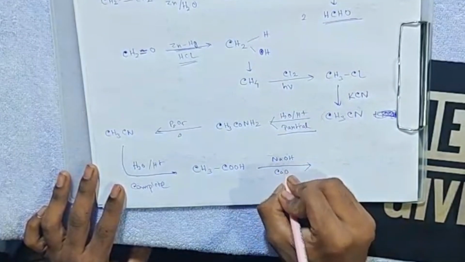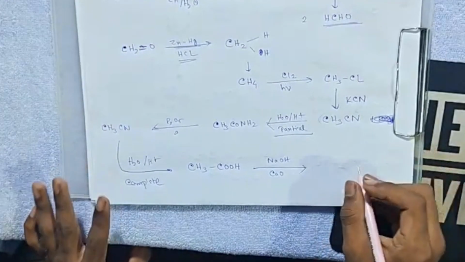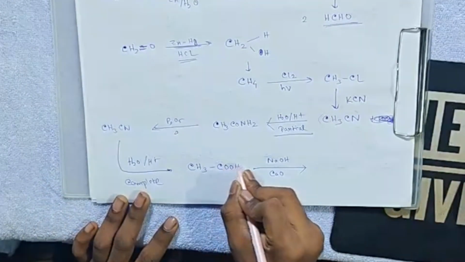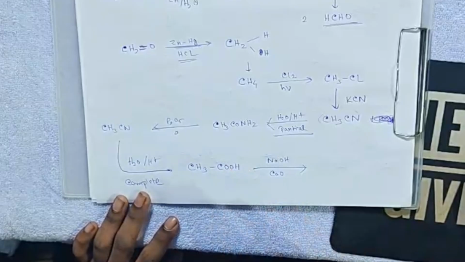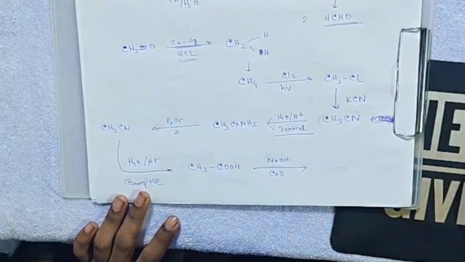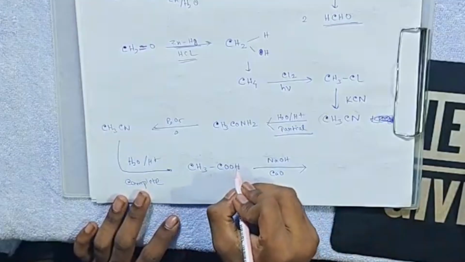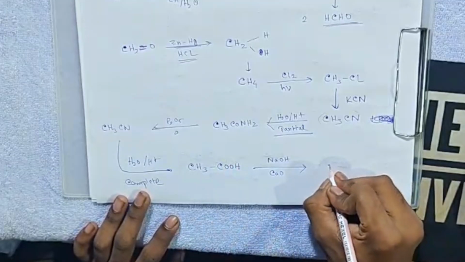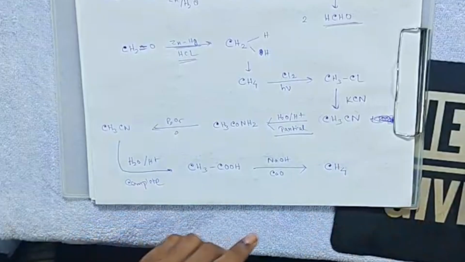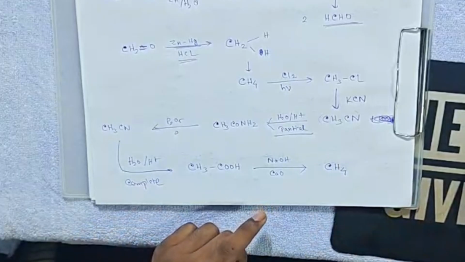Now if we give NaOH on this CH3COOH acid, it is a type of decarboxylation reaction. In this what happens, just this COOH group is removed and one H is attached. It means when NaOH is given, this COOH group is removed and one H is attached, so CH4 will come. But I will also show you the types of this reaction.